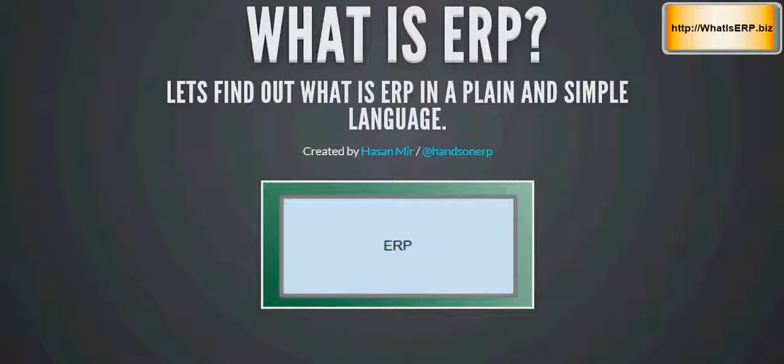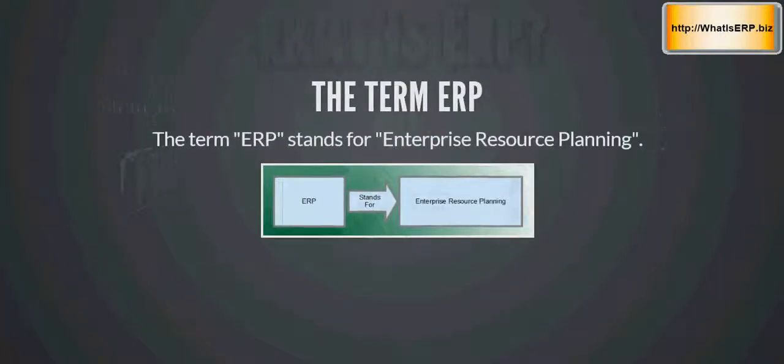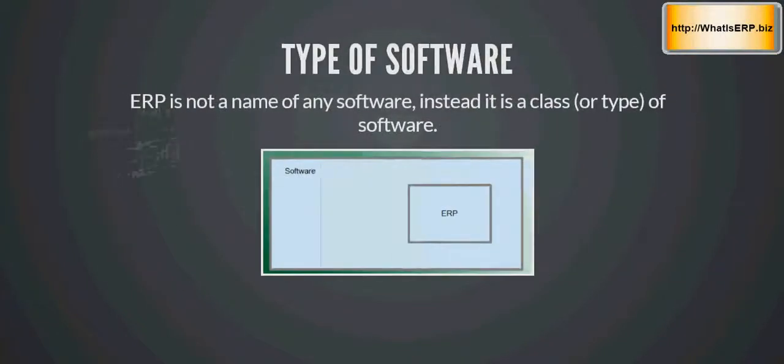What is ERP? Let's find out what is ERP in plain and simple language. This is Hassan Mir. The term ERP stands for Enterprise Resource Planning. So what is ERP? Is it the name of a software or the name of a company? Actually, ERP is the name of a type of software, or you can say a class of software.